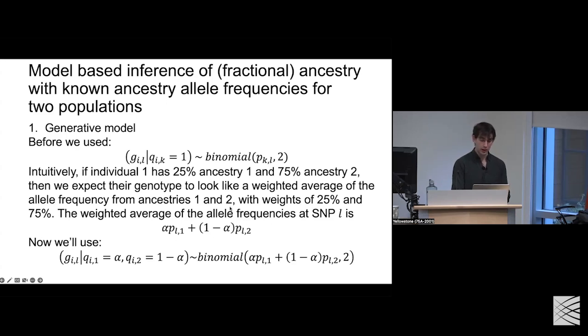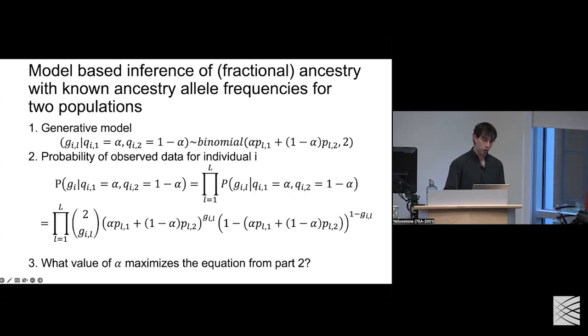And so the weighted average of the allele frequencies at SNP L is just going to be this thing. So we've taken the allele frequency at SNP L, 25% of that, and then this is the allele frequency in population 2, 75% of that. And so we just have to take this number and plug it in for our old allele frequency. That's exactly what we've done here. So here we've just taken the old binomial distribution that we were using before, changed the first parameter to reflect individual I's personal weighted allele frequency based on their ancestry proportions.